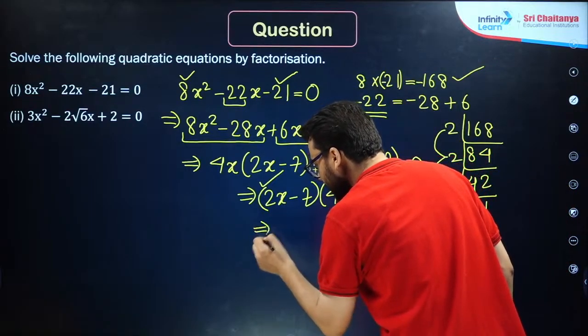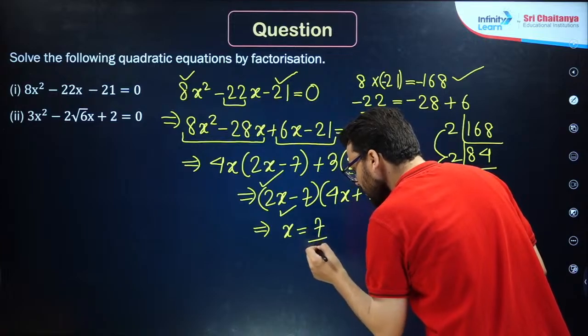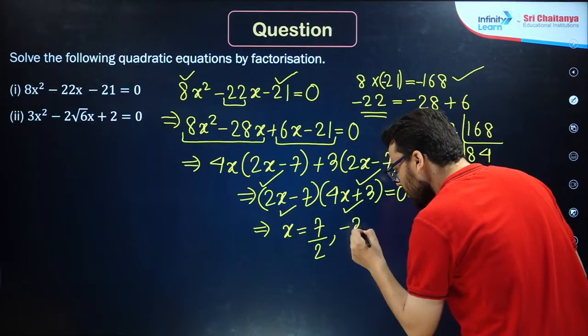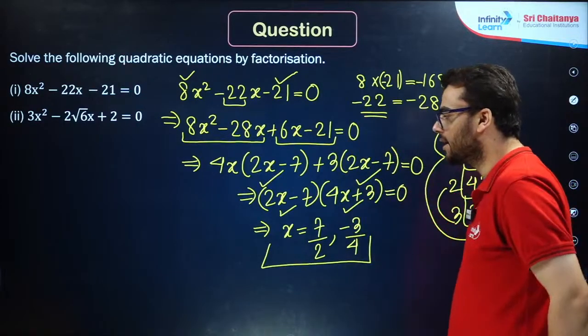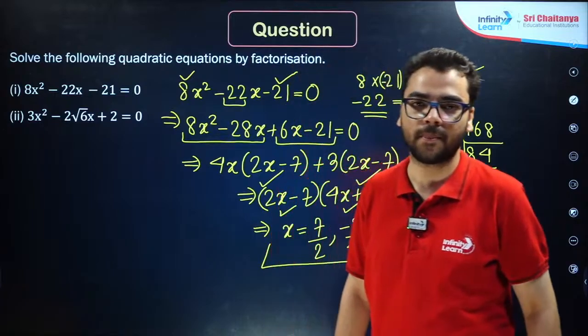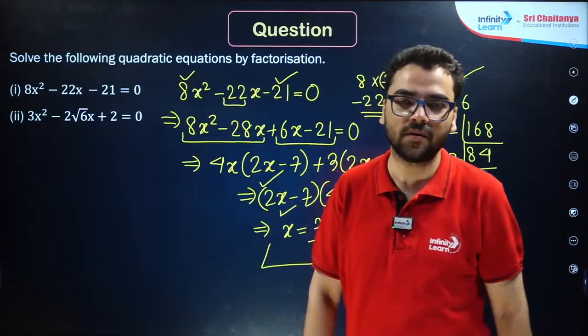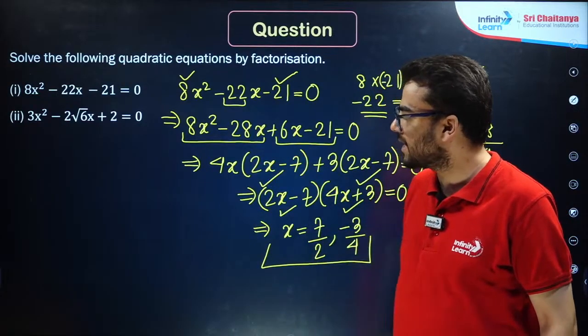So from here, if you put this equal to 0, you will get x is equal to 7 by 2. And if you put this equal to 0, you will get x is equal to minus 3 by 4. So these are the two roots of this quadratic equation using the factorization method. I hope that is clear. And obviously it will require practicing questions. If you practice many questions, automatically you will be able to do questions like this.